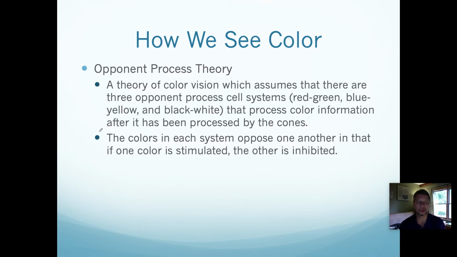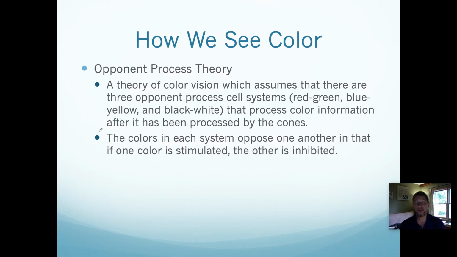And essentially how this works is that the colors in each system oppose one another, in that if one color is stimulated, the other one is inhibited. So if you stimulate the red, the green is kind of blocked. If you stimulate the yellow, the blue is kind of blocked. All right. And so that's how the opponent process theory is thought to work. All right.